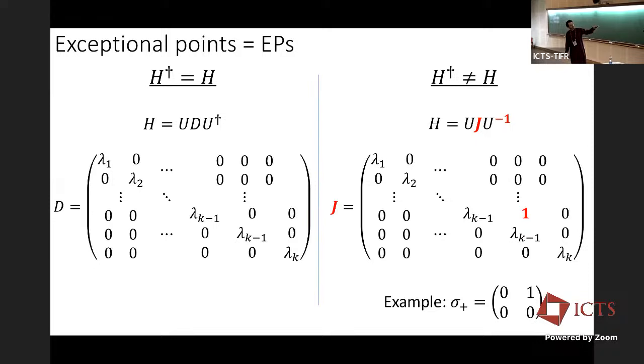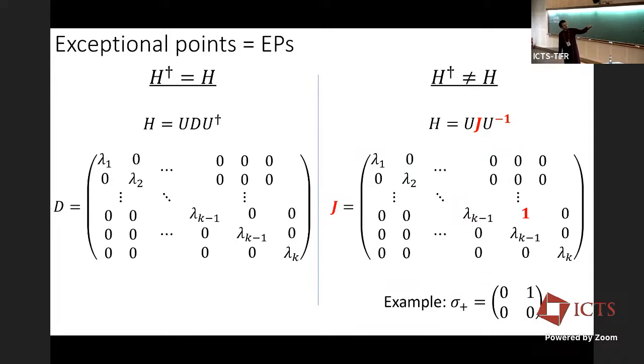This is not the case for non-Hermitian Hamiltonians. You can try to diagonalize it, but first of all, the matrix will not be unitary. Most importantly, though, the matrix J in the middle is not guaranteed to be diagonal. It's guaranteed to be of Jordan form. Part of it is diagonal, and it can have these off-diagonal elements. There can be many off-diagonal elements, but you can always make them equal to 1. The simplest example is the sigma plus operator. You cannot diagonalize it. There is no simpler form for it.